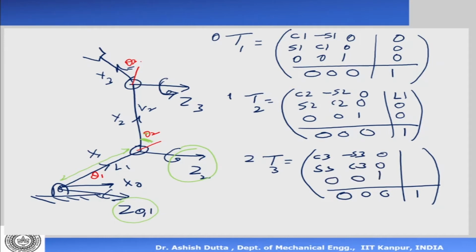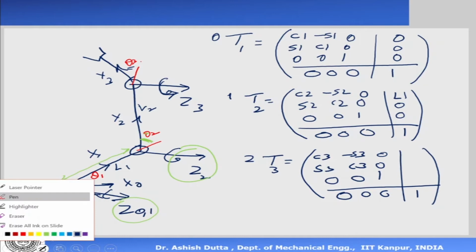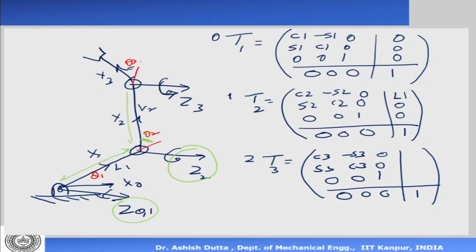Now what is the distance between the origins of frame 2 and frame 3? It is this distance, the origins of frame 2 and frame 3 along x2. Okay, and that is my L2. That is 0, 0.